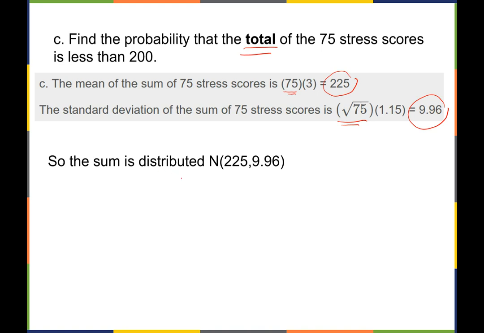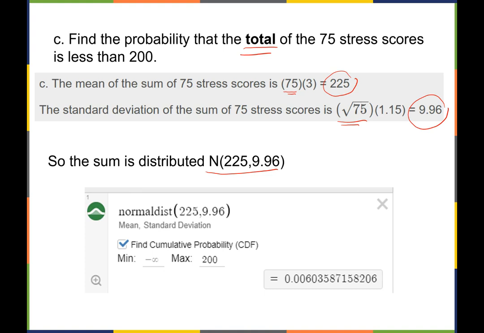So the sums are distributed normal, 225, 9.96. And to find the probability that the total of those 75 stress scores is less than 200, we use a normal distribution calculator in Desmos with this normal distribution of the sums. And we go from negative infinity up to 200 because we want to know the probability that it is less than 200. And we get a really small number, 0.006.